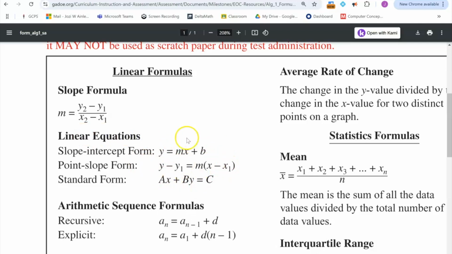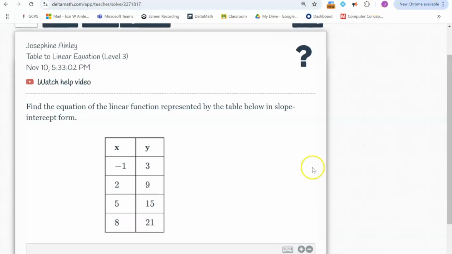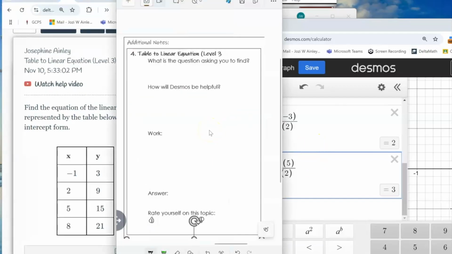These are the 3 forms. What is the form you're most familiar with? It's y equals mx plus b. So when I look back at what this question is asking, you're going to fill this out yourself. I'm not going to do this on every single one, but what is the question asking you to find? It's asking me to find y equals mx plus b.